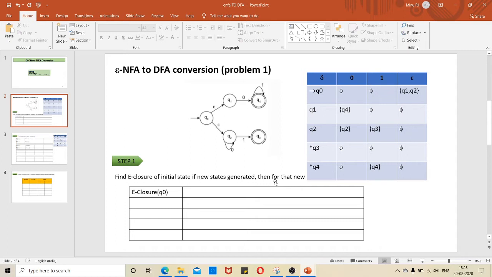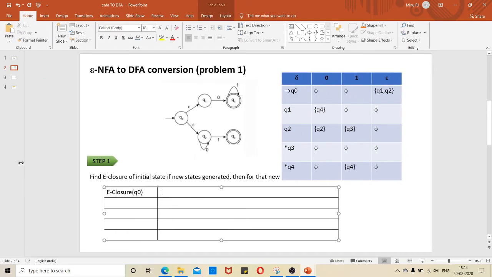First, we need to find the epsilon closure of Q0, that is, the epsilon closure of the initial state. The epsilon closure of my initial state is Q0 itself, and from Q0 it goes to Q1 and Q2. So it is Q0, Q1, Q2. Now this is my new state as per subset construction. Let me name it as A.